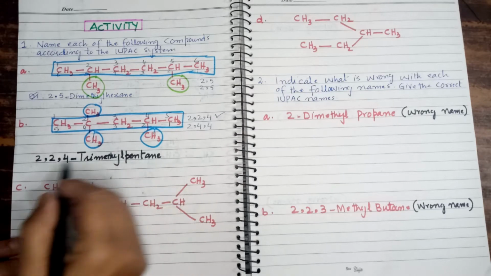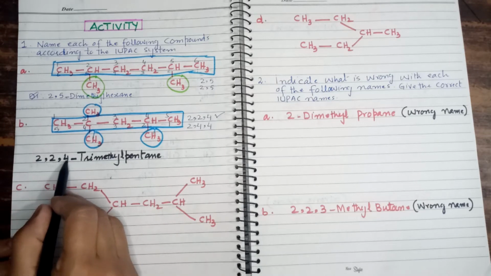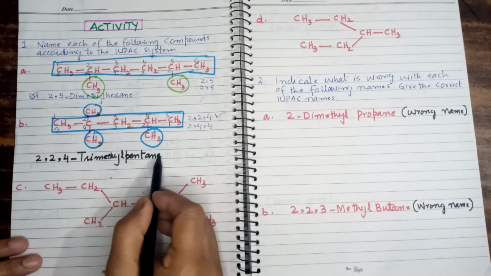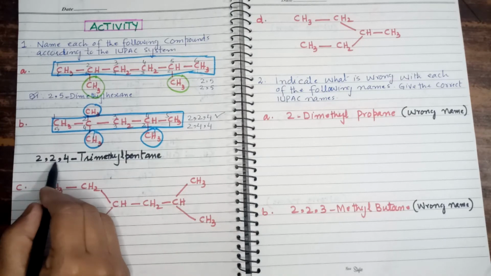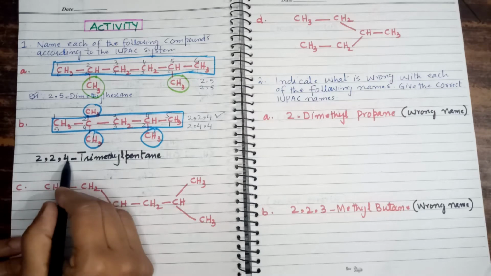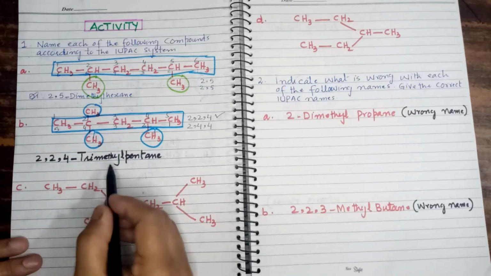So, what is the IUPAC name of this compound? It is 2,2,4-trimethylpentane. Between numbers and numbers, commas must be placed, and between number and word, hyphen must be placed. I hope this is clear to you.